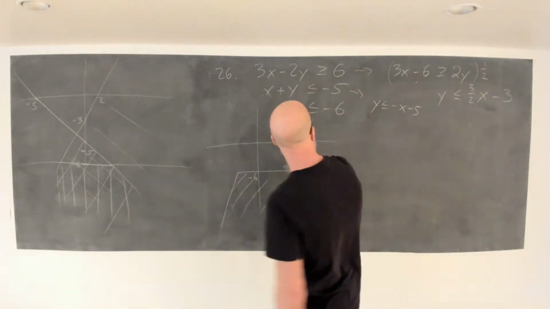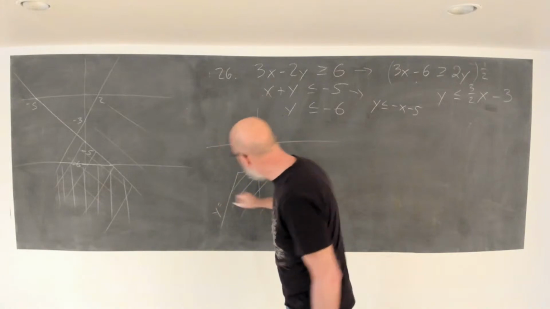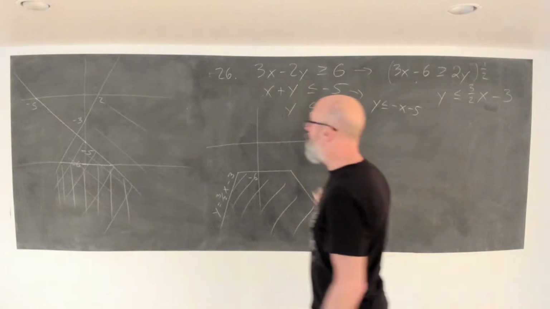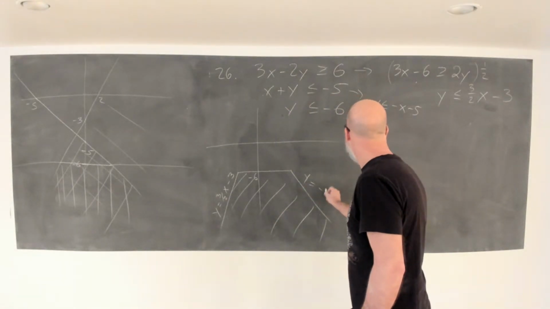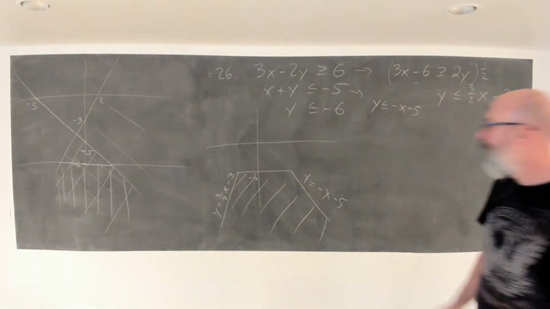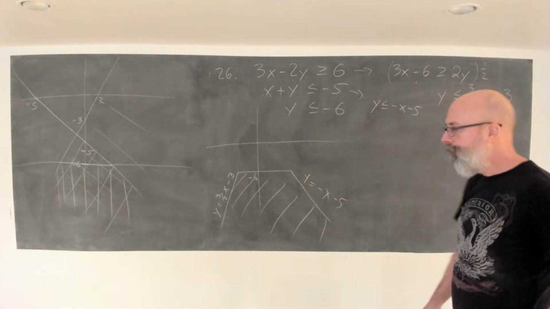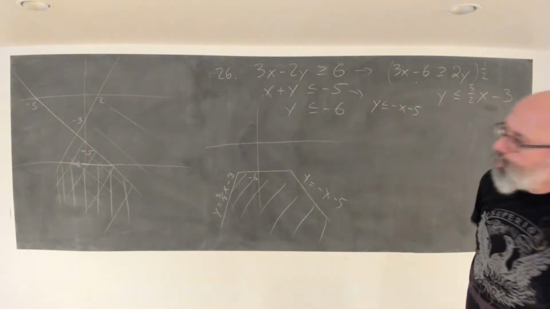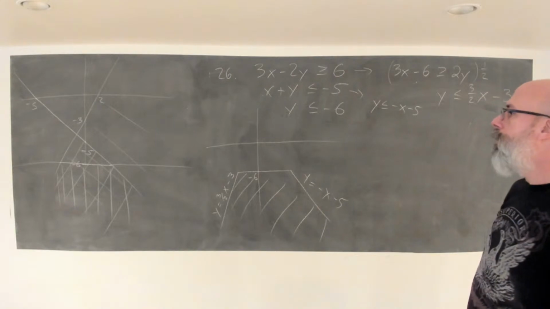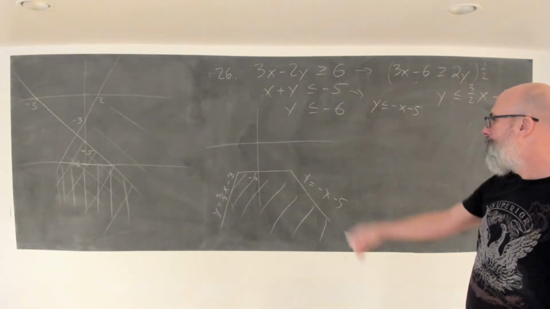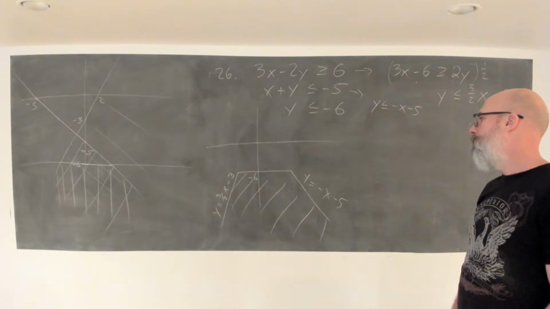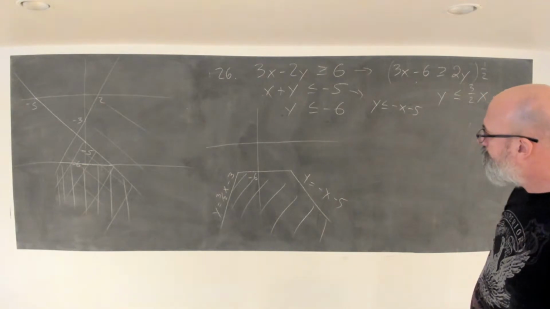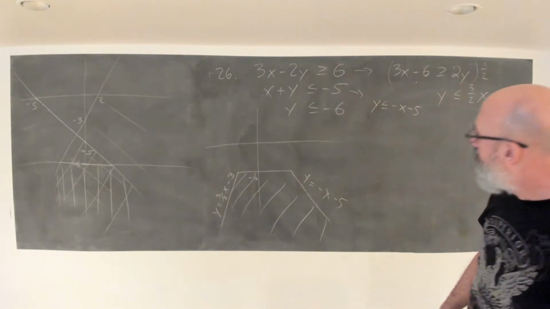This one here was the line y equals 3/2 x minus 3. And this one was y equals minus x minus 5. Right, so this is our feasible set that we've understood as being the triply shaded region over there. But nicer to understand. Indeed.